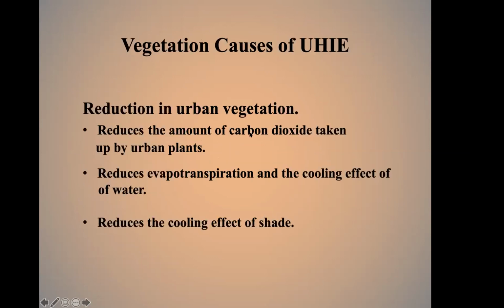So the reduction in urban vegetation reduces the amount of carbon dioxide taken up by urban plants. And of course, it will also cause the amount of oxygen to be released to go down. It also reduces evapotranspiration and the cooling effect of water. As we know, when water evaporates, energy is going into the air along with the water. And finally, it reduces the cooling effect of shade. More and more of our surface areas are being exposed to direct sunlight.